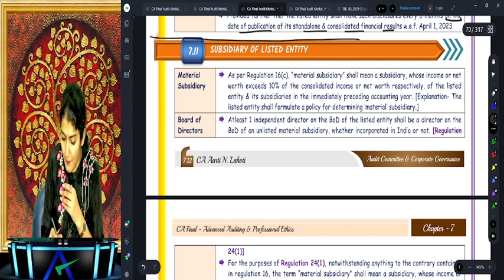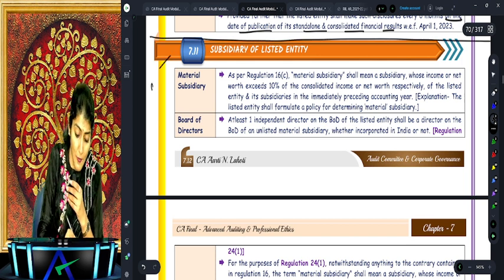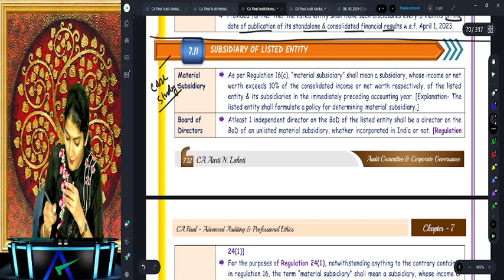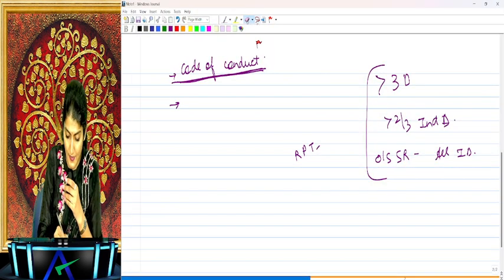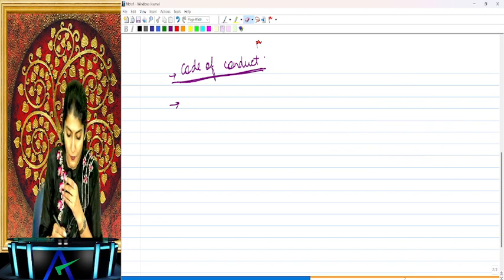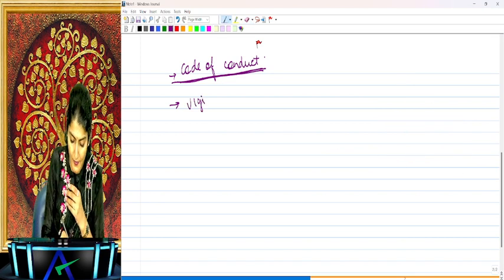Next one, again coming to a very important discussion, because a lot of case studies are coming in the exam for this one, which is regarding the subsidiary of the listed entity. So what did we discuss? Code of conduct. Next, what did we discuss?